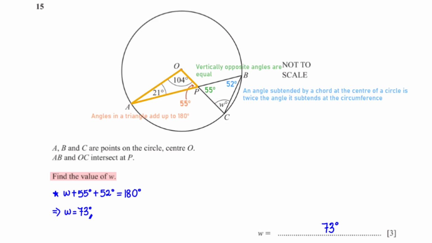The sum of the angles in this triangle must add up to 180 degrees. So to get this angle, we subtract the sum of 104 and 21 from 180, which gives us 55 degrees. Vertically opposite angles are equal. The sum of the angles in this triangle must add up to 180 degrees. So we have W plus 55 plus 52 equals 180. When we make W the subject, we get W equals 73 degrees.